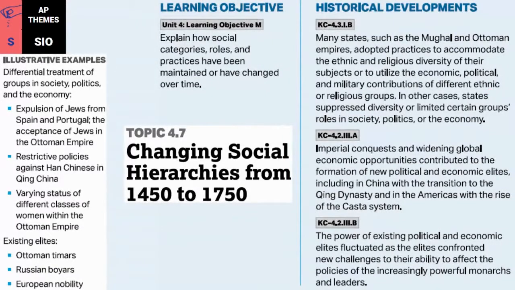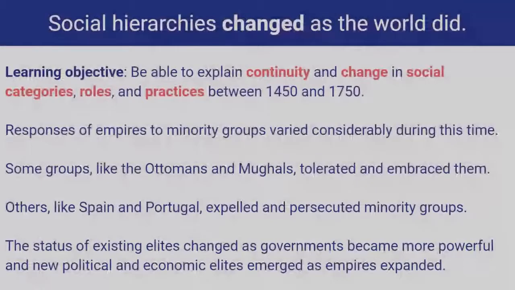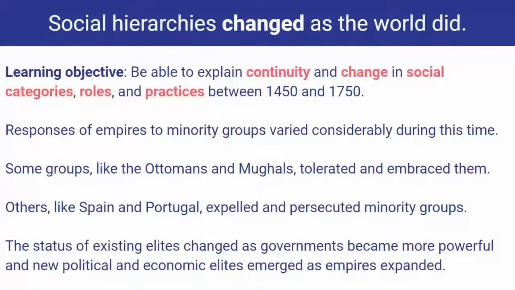So 4.7, this is where I've started adding some stuff back in that I wanted to expand on. But remember, your learning objective here is to be able to explain continuity and change in the social categories, roles, and practices that existed between 1450 and 1750. And the crux of this is that some of the empires were nice to the groups they were controlling, and some of them were not so nice. And that's basically the storyline.